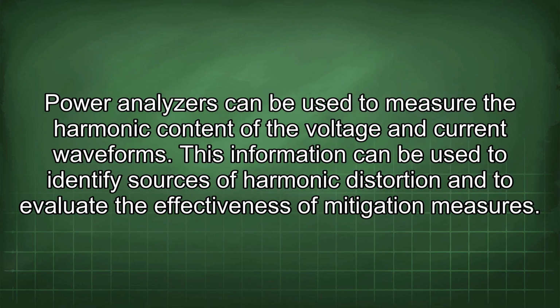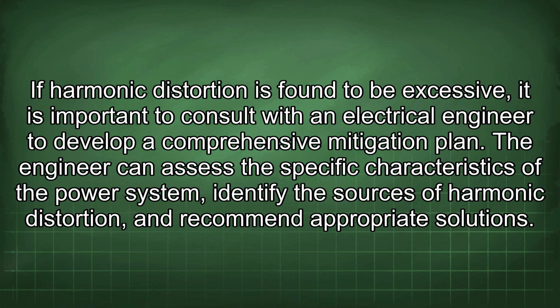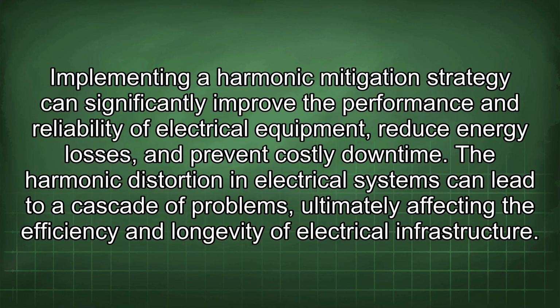Power analyzers can be used to measure the harmonic content of the voltage and current waveforms. This information can be used to identify sources of harmonic distortion and to evaluate the effectiveness of mitigation measures. If harmonic distortion is found to be excessive, it is important to consult with an electrical engineer to develop a comprehensive mitigation plan. The engineer can assess the specific characteristics of the power system, identify the sources of harmonic distortion, and recommend appropriate solutions. Implementing a harmonic mitigation strategy can significantly improve the performance and reliability of electrical equipment, reduce energy losses, and prevent costly downtime.